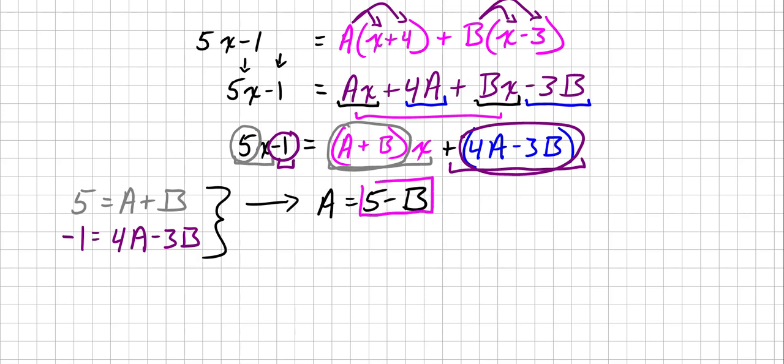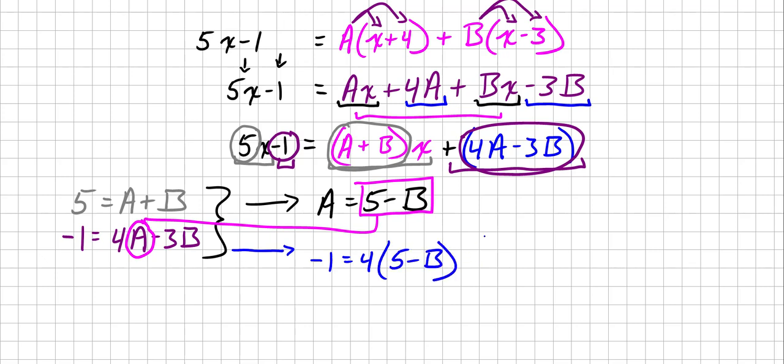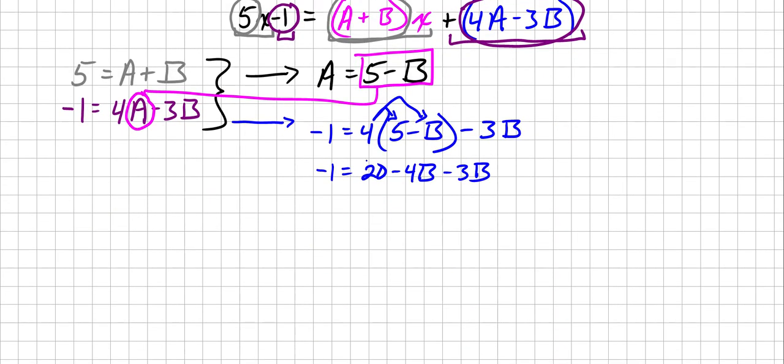A is equal to the quantity 5 - B, and I'm going to insert it right here for A. I end up with this other equation: negative 1 is equal to 4 times (5 - B) - 3B. Notice that I only have B's in this equation. So negative 1 is equal to 4 times 5, which is 20, and 4 times negative B is negative 4B, minus 3B. I'm going to quickly solve this. I subtract 20 from both sides and end up with negative 21 is equal to negative 7B.